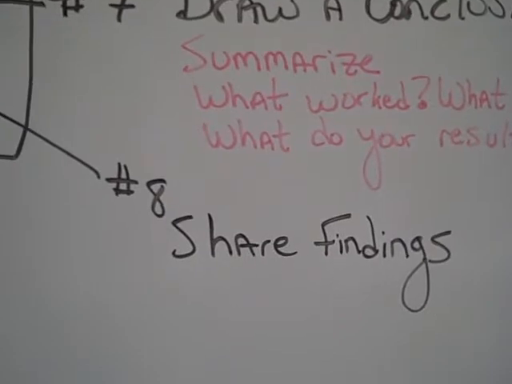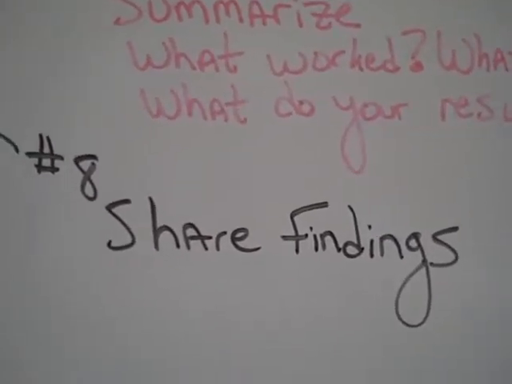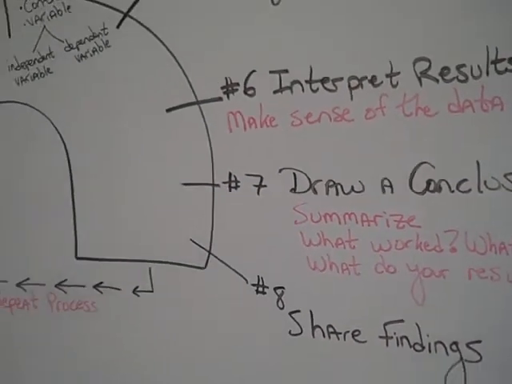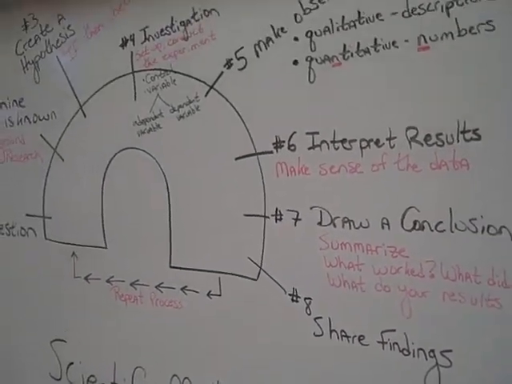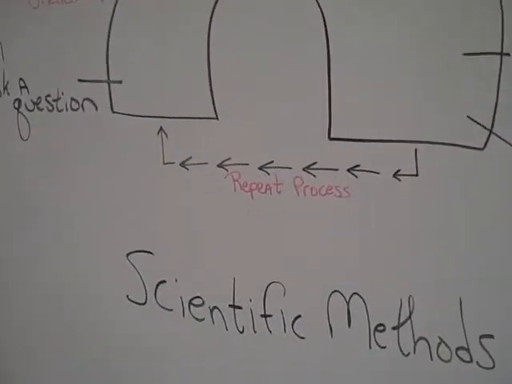Finally, the last step, which is step number 8, is where scientists will share their findings with the scientific community and with society. You will notice that at the bottom of the scientific magnet is a repeat process with arrows pointing us back to step number 1.